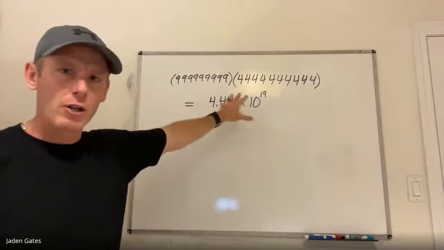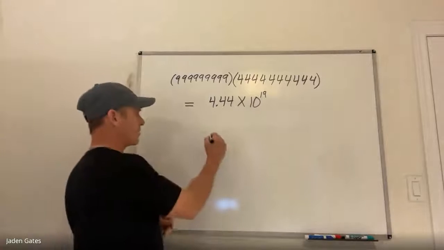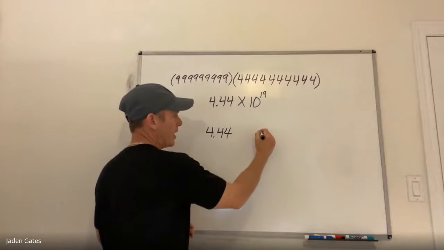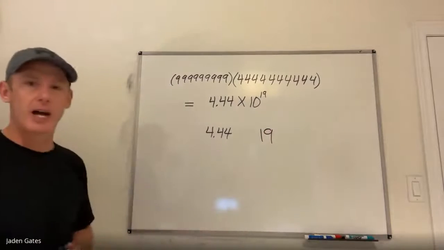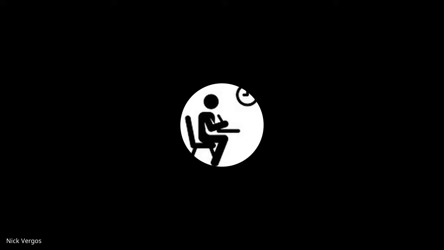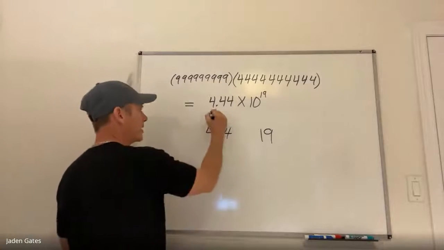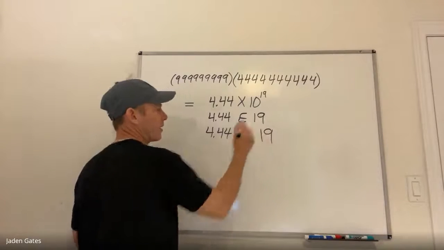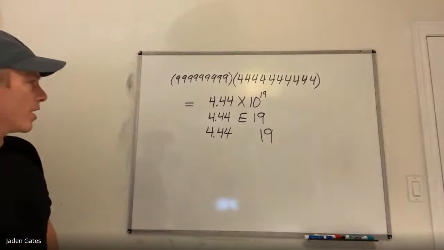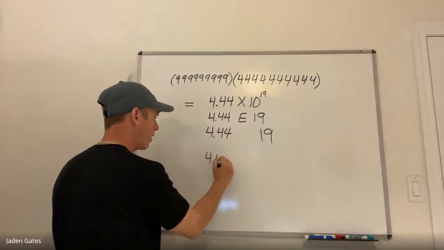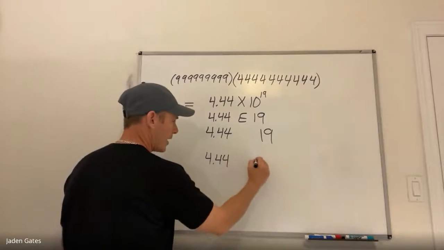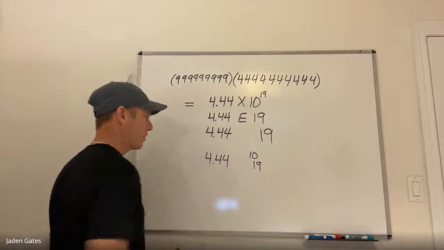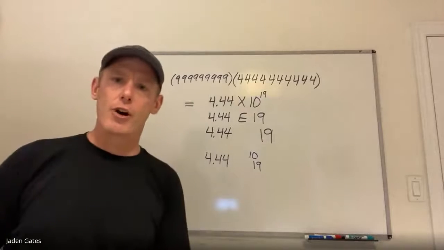Some of you might get like 4.44, and then there'll be like 19 over on the side. I've seen that. Or somebody might get this, 4.44 E19. What else do I get? 4.44 with like a little 10 and maybe a 19 down the bottom. Lots of different variations there.